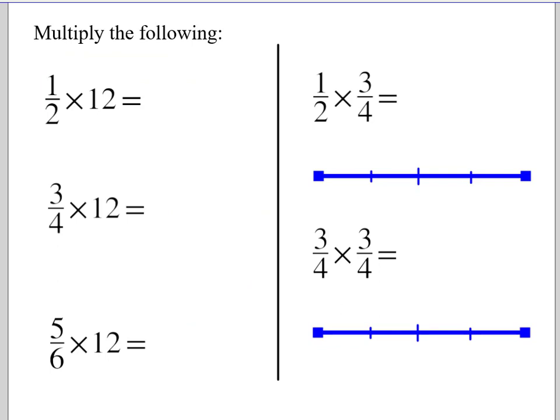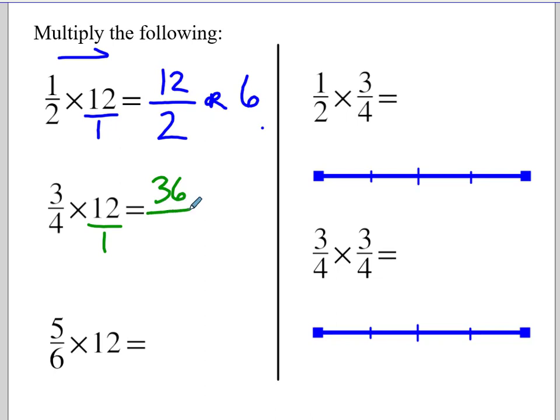So 1/2 times 12. Okay, so I'm going to put a placeholder of a 1 in here so I can see they're both fractions. I'm going to multiply across the top and get 12. I'm going to multiply across the bottom and get 2. So I'm left with 12/2, and if we reduce that, that is the same as 6. And if you think about it, what's 1/2 of 12? Well, it's 6. Okay, so 3/4 of 12, again, I'm going to put the 1 in there as a placeholder. If I multiply across the top, it's 36. If I multiply across the bottom, it's 4. And then I just have to do some division and reduce, and I end up with 9.